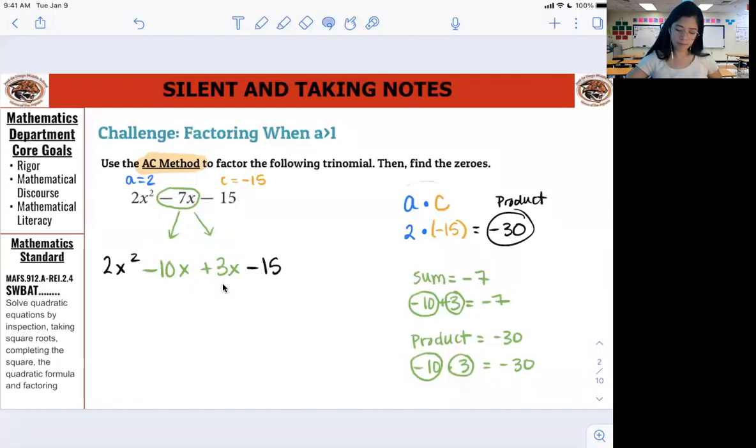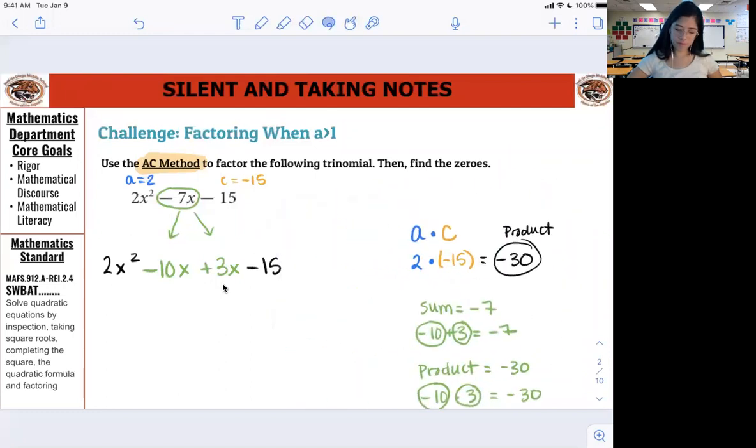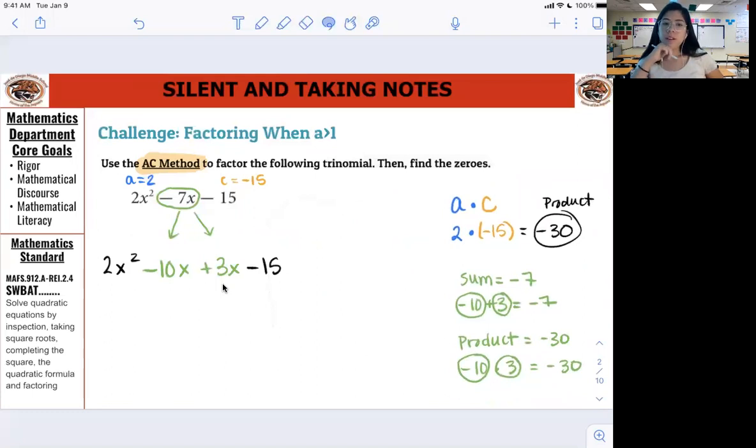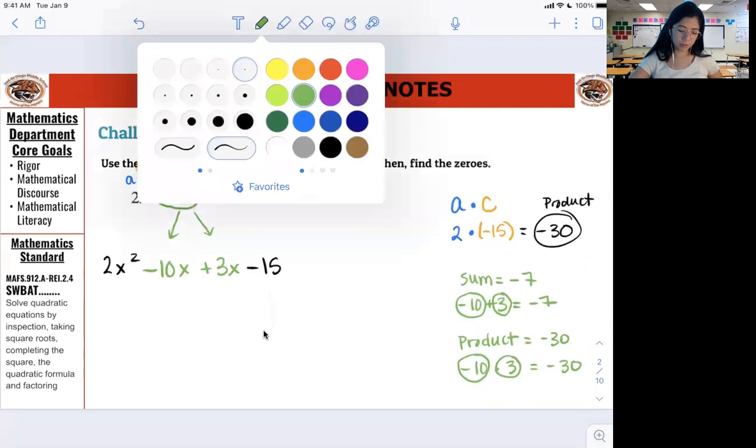Since we couldn't divide the 2 by any of the other numbers, we had to do this process instead. Yeah, it's longer; this only happens when you can't divide by A. Okay, so I split this up into two, and now I'm going to do something called factoring by grouping.